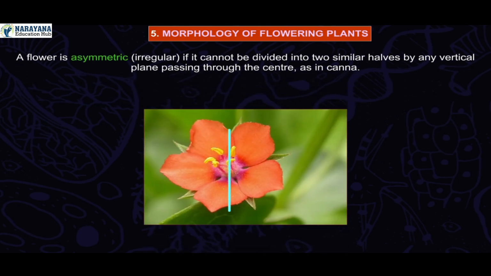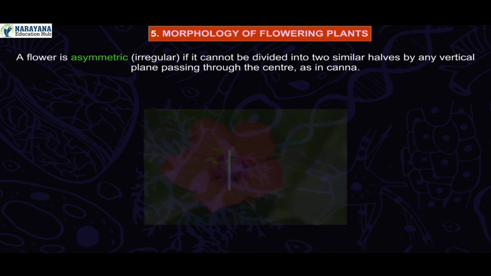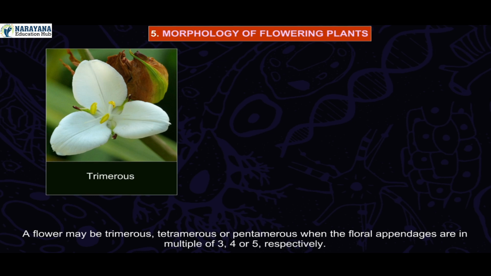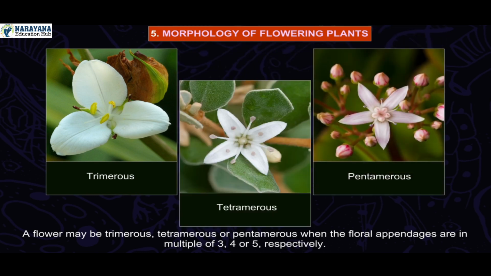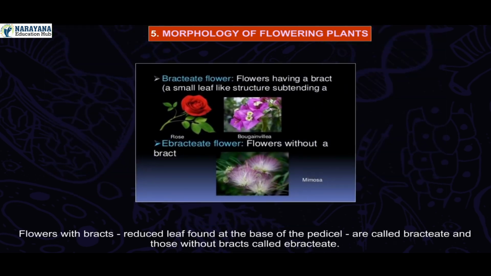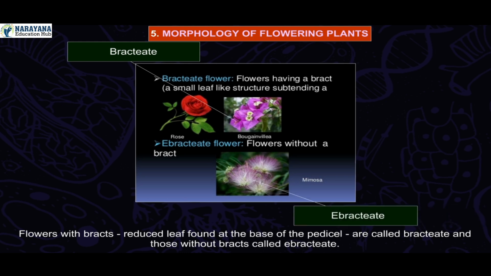A flower is asymmetric, that is, irregular, if it cannot be divided into 2 similar halves by any vertical plane passing through the center, as in canna. A flower may be trimerous, tetramerous, or pentamerous when the floral appendages are in multiple of 3, 4, or 5 respectively. Flowers with bracts, reduced leaf found at the base of the pedicel, are called bracteate, and those without bracts called ebracteate.